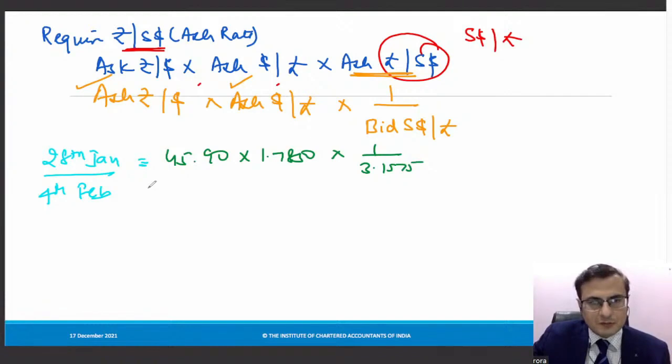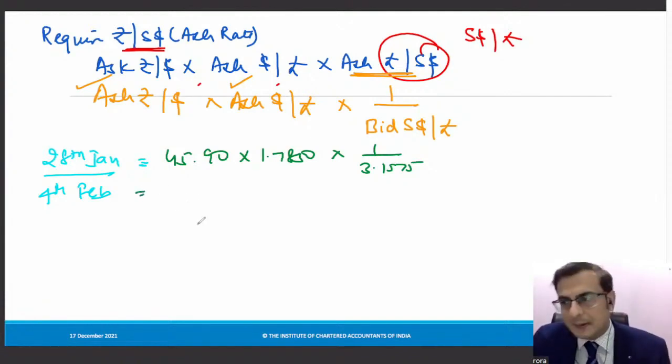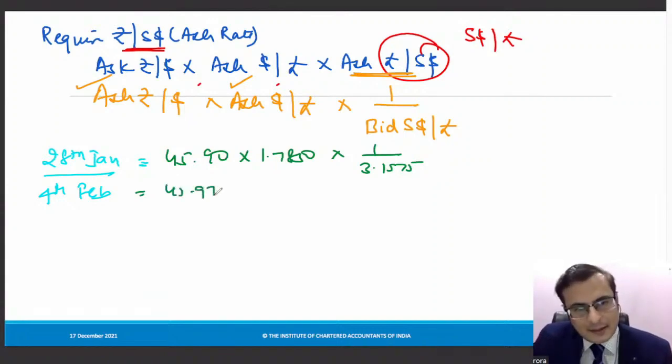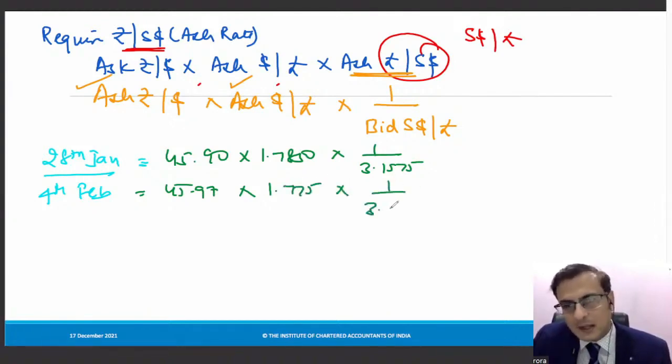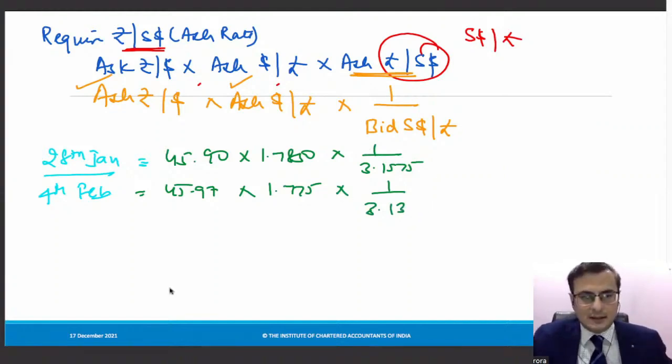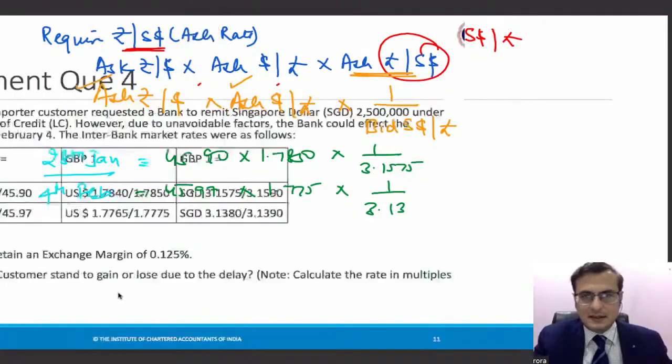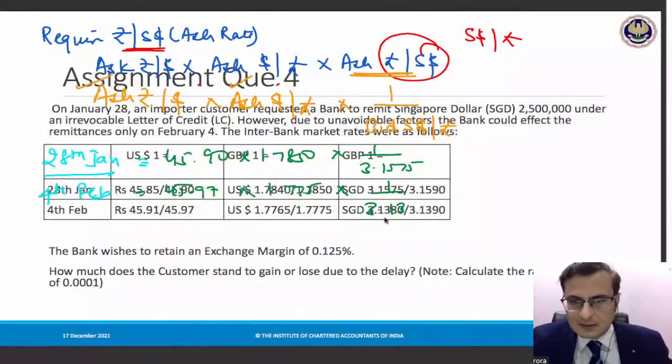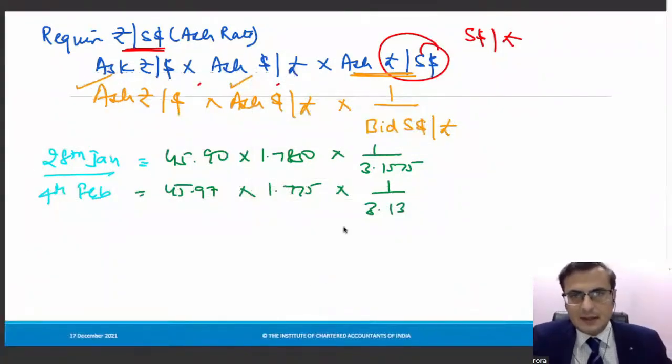What about the fourth one? We have another rate, again ask and bid. 45.97 into 1.775 into 1 by 3.1380. This is not clear over here. Let me just check what the rate is. Yes, 3.1380, right? So can we calculate this?